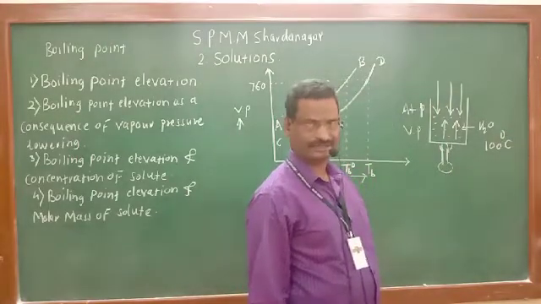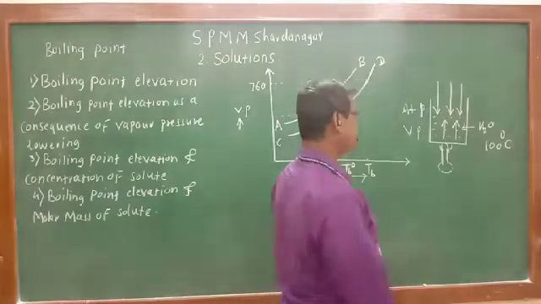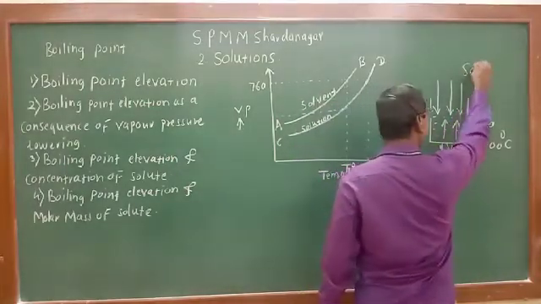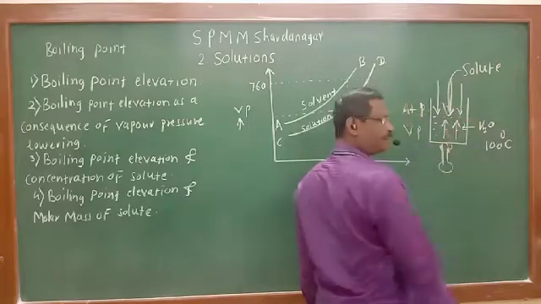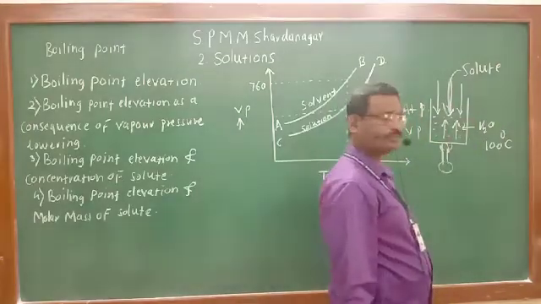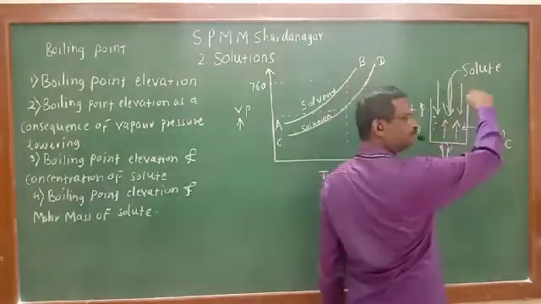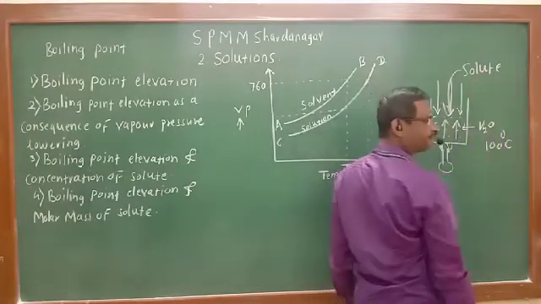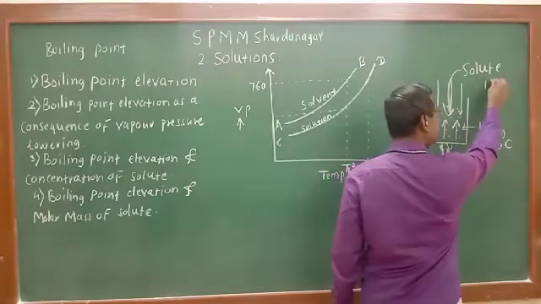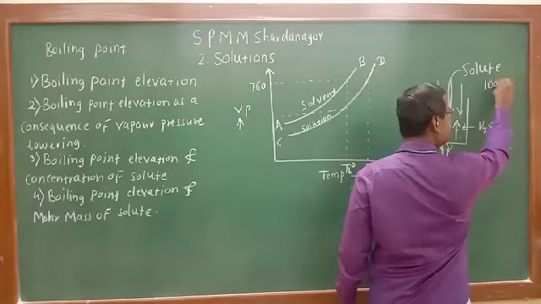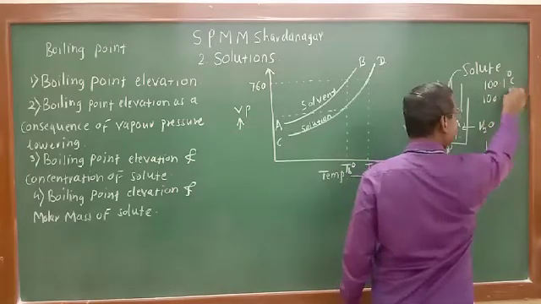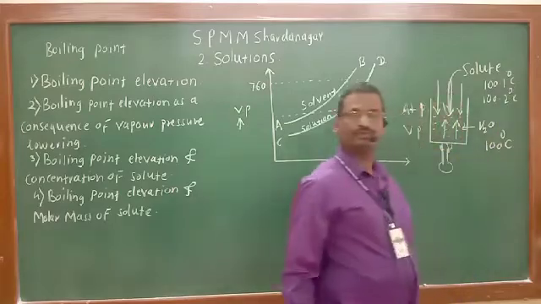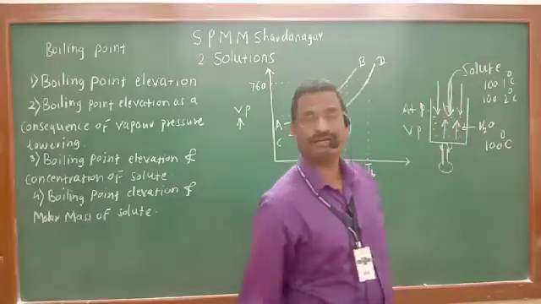100 degrees Celsius is the boiling point of pure water. If some solute is added to the solvent, the boiling point increases. It may boil at 100.1 degrees Celsius or maybe 100.2 degrees Celsius. So there is an increase in boiling point taking place.